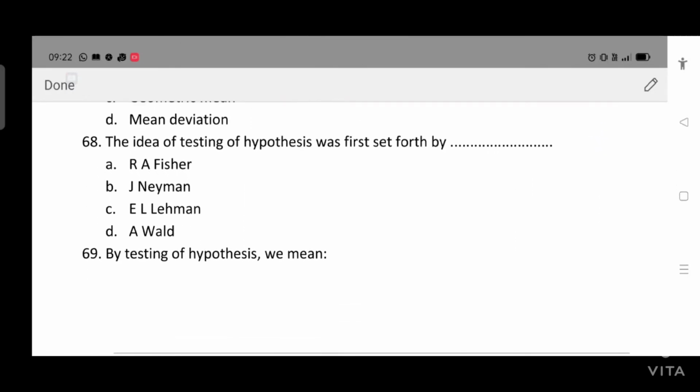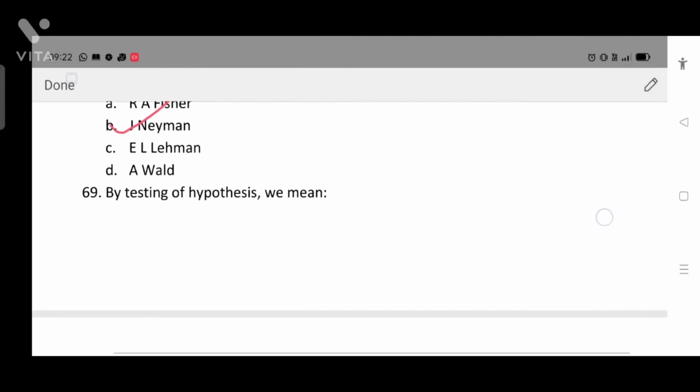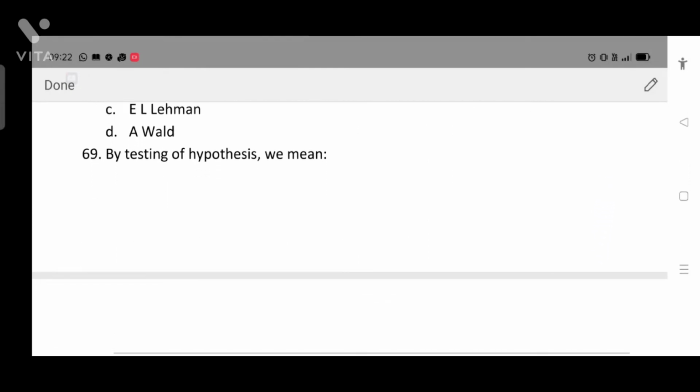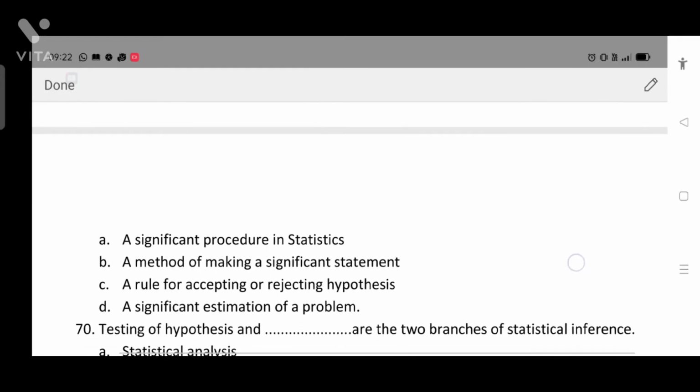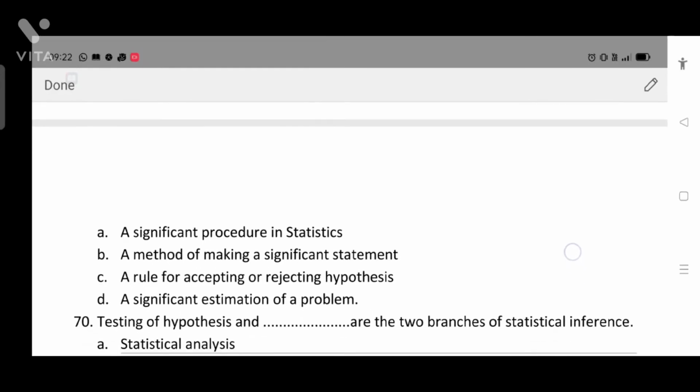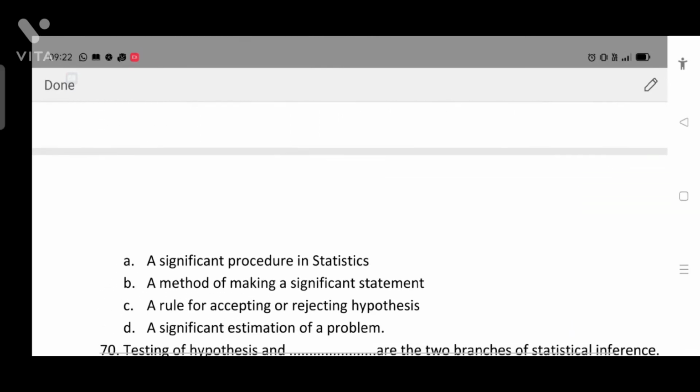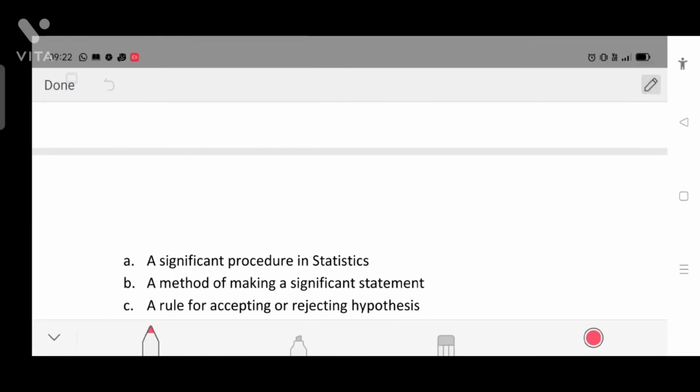Question 68. The idea of testing of hypothesis was first set forth by dash. Answer B, J. Neumann. By testing of hypothesis, we mean A, B, C, D. Answer C, the rule for accepting or rejecting hypothesis.